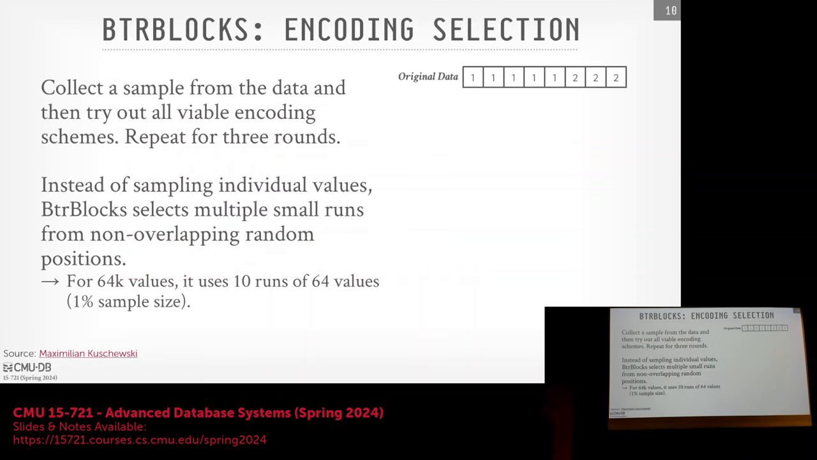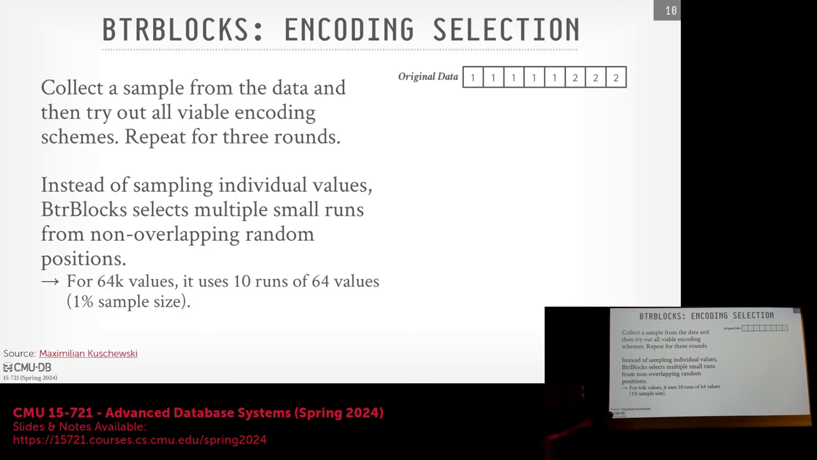So the selection algorithm works like this. Basically you're going to collect some sample data from your column, and recall in the case of ORC it was using this run ahead buffer to look at the next 512 values and figure out what's the next encoding scheme I should use. What they're going to do is assuming you have the entire column chunk ahead of time, you're going to sample from that uniformly, and then use that to determine what's the best encoding scheme for this given column chunk.